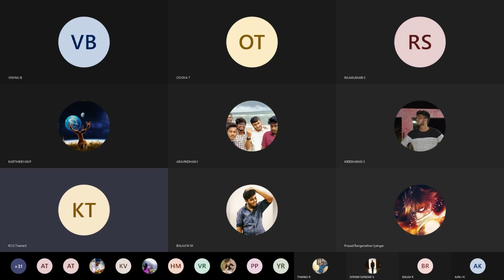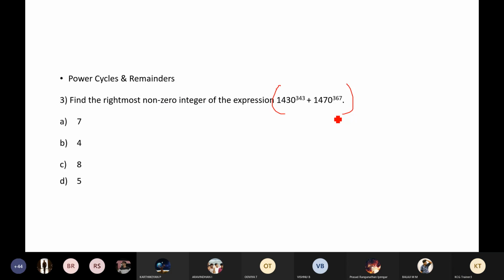Is there anyone who has got the answer for this question? Anyone? Okay. Fine then. So I'm going to ask you guys a few simple questions based on power cycles.